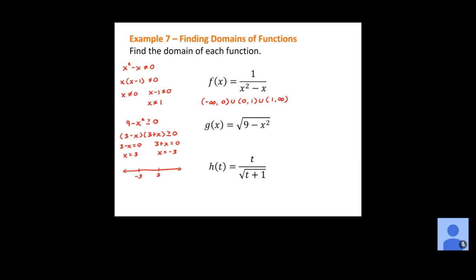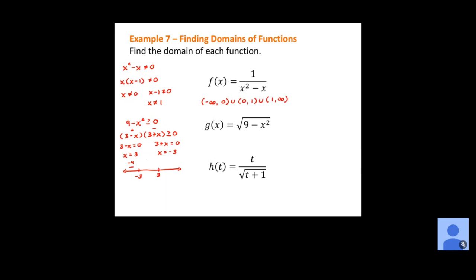Now we have to test points. So I'm going to choose a value down here of negative 4, and I'm going to substitute it into my factored form. If I do 3 minus negative 4, that becomes 3 plus 4, which is a positive value. And if I do 3 plus a negative 4, that's going to give me a negative value. A positive times a negative is going to be a negative, so everything in that interval is going to be negative.